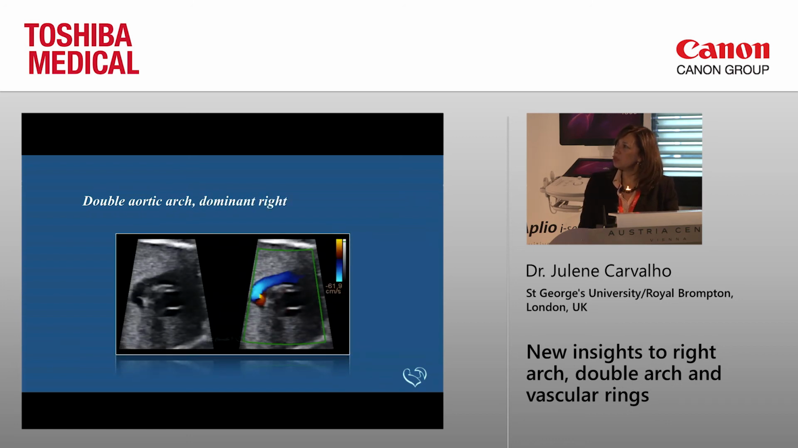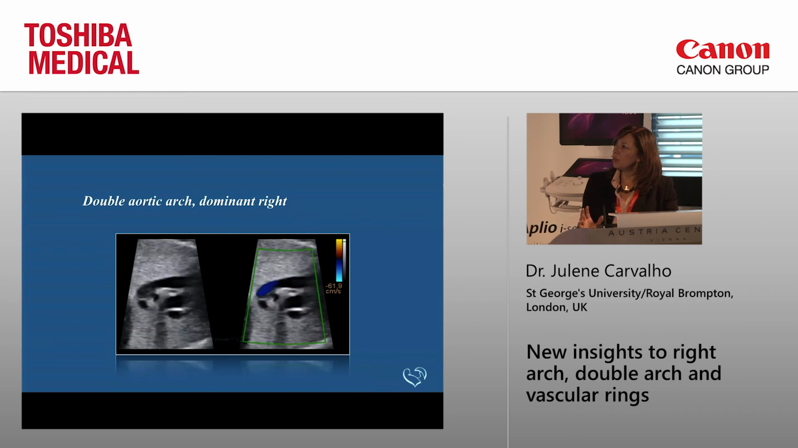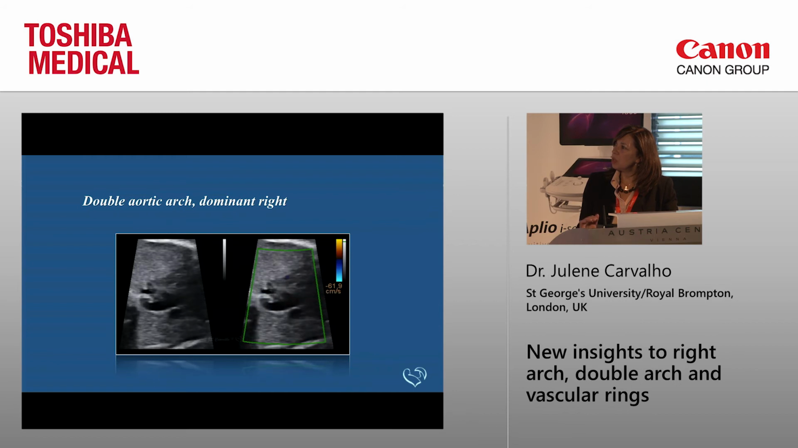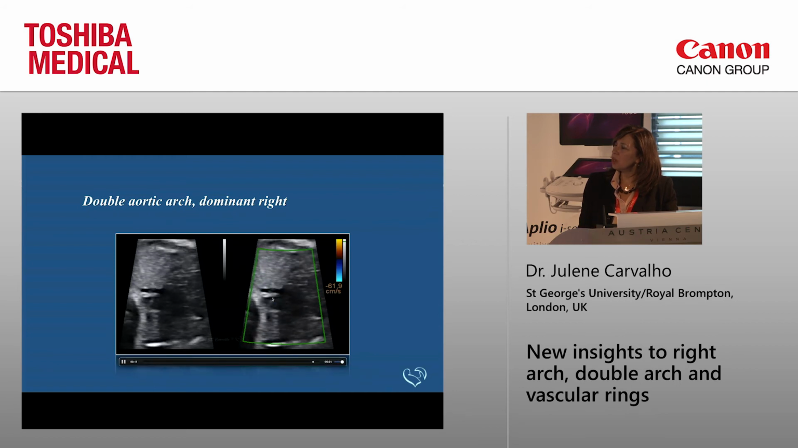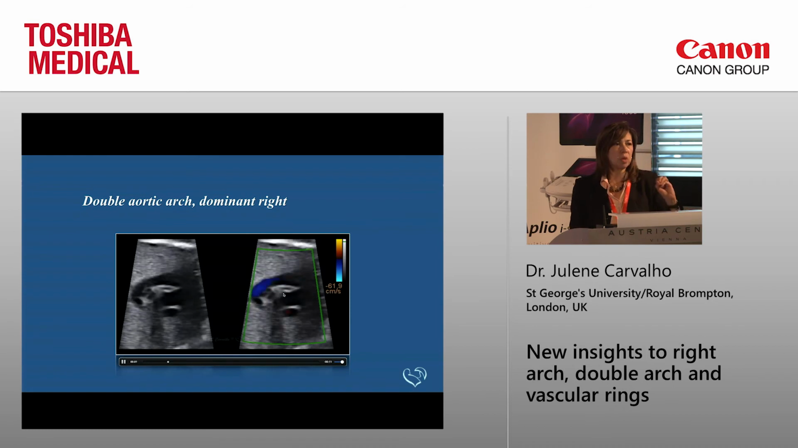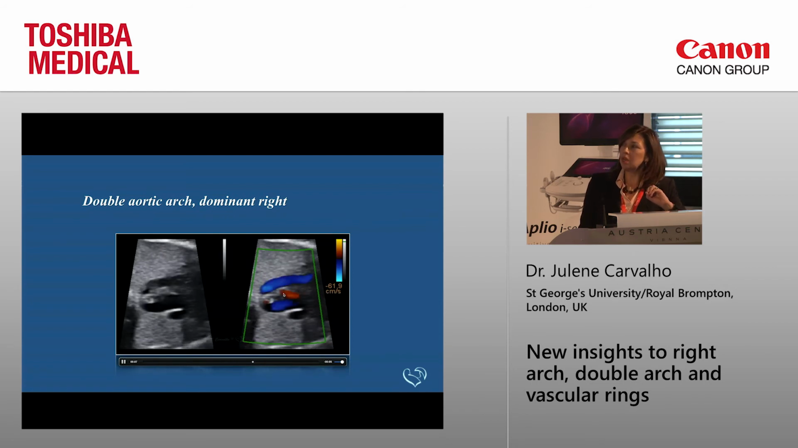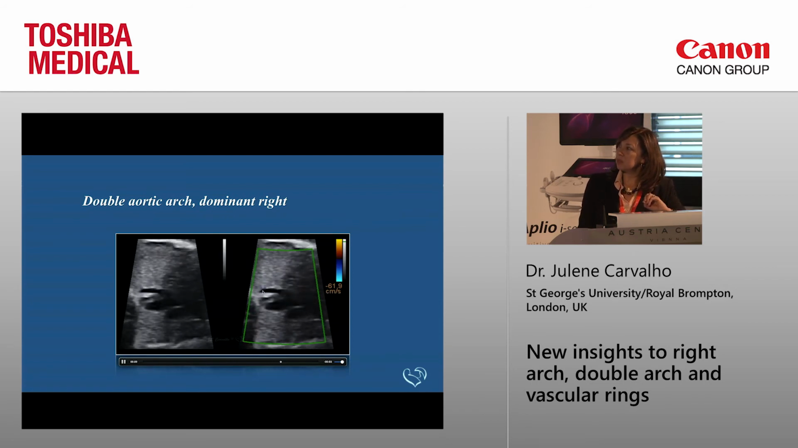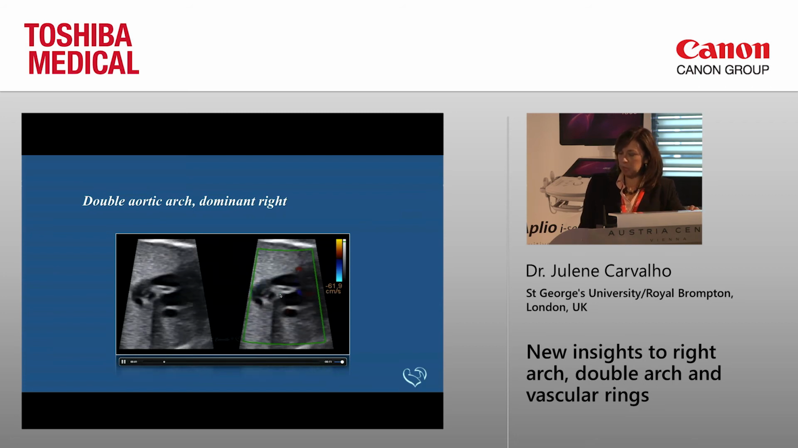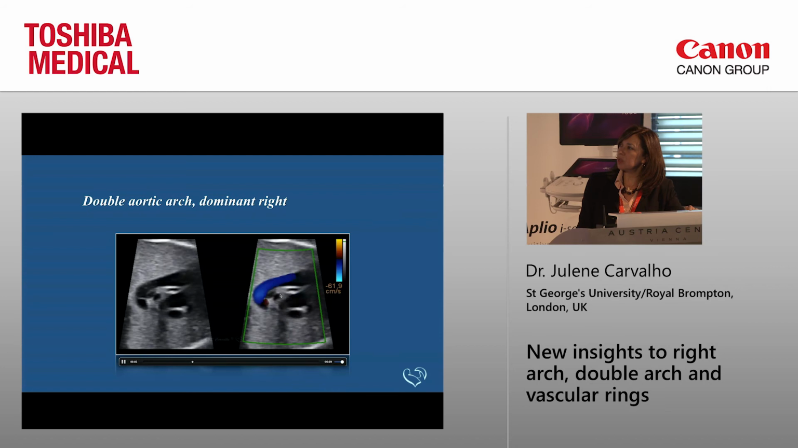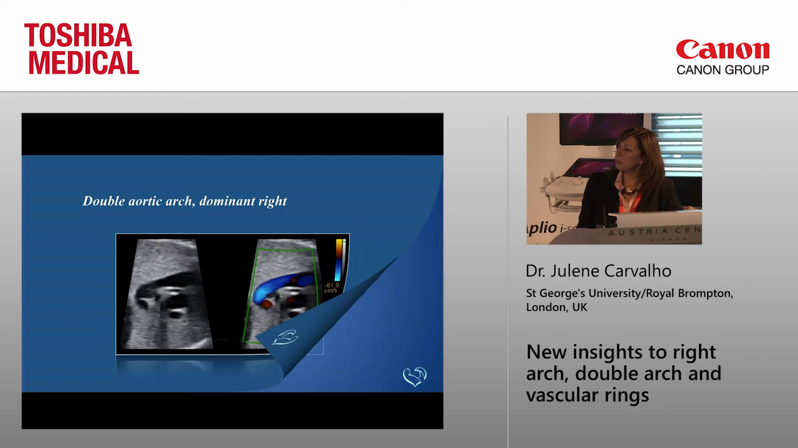This is a different patient, and on that image alone, you might think this is just a right arch with a left duct. But as you go a little bit below that, you can see that there's a second arch which is smaller. And in some cases, that can be so much smaller that it might be difficult to image. So you need to be aware that whenever you see a right arch and a left duct, spend some time trying to identify if there is a second smaller left arch, because that will mean that child is most likely going to be symptomatic.